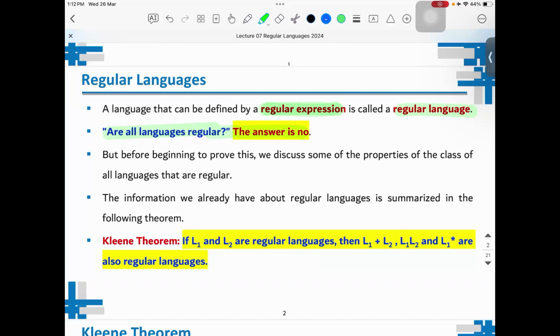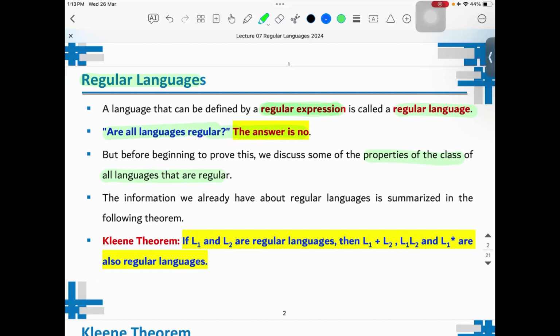We'll see this also in the next lecture. So let's just focus on the regular languages. But before beginning to prove, we discuss some of the properties of the class of all the languages that are regular. We already discussed some of them in the Kleene theorem.